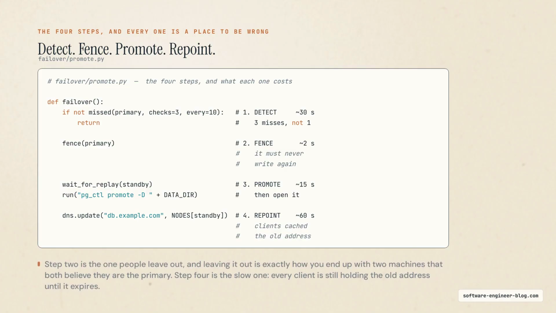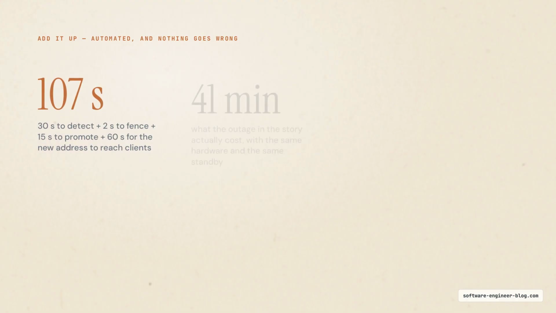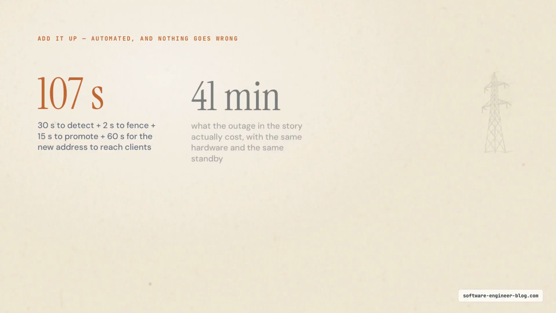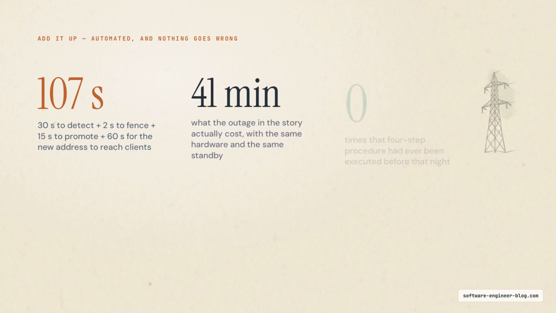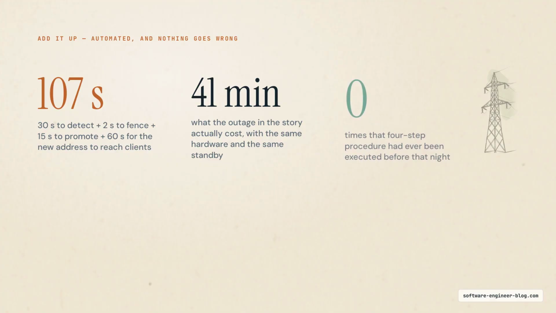Every client in your system is still holding the old address. Until they let go of it, the promotion has changed nothing that they can see. So let us add it up. For a failover where everything is automated and nothing goes wrong, 30 seconds to detect, 2 seconds to fence, 15 seconds to promote, and 60 seconds for the new address to reach the clients, because 60 seconds is how long they were told to remember the old one. That is 107 seconds, just under 2 minutes. And that is the good number, the one you can defend in a design review.